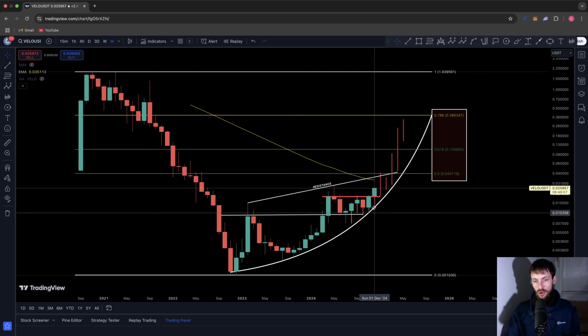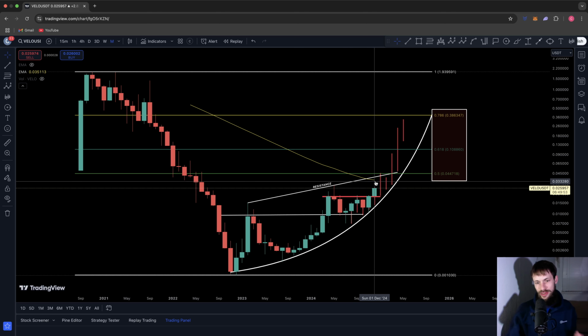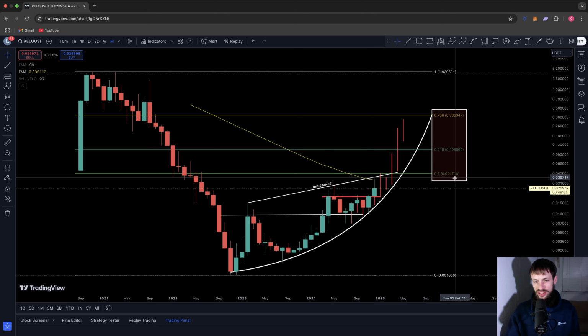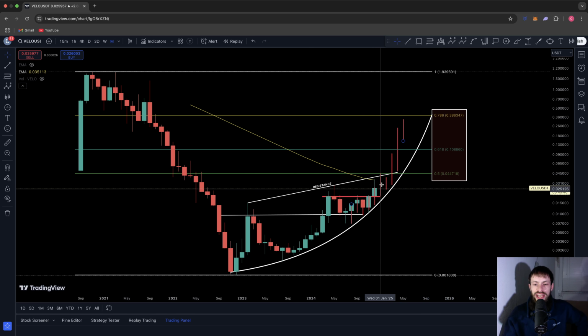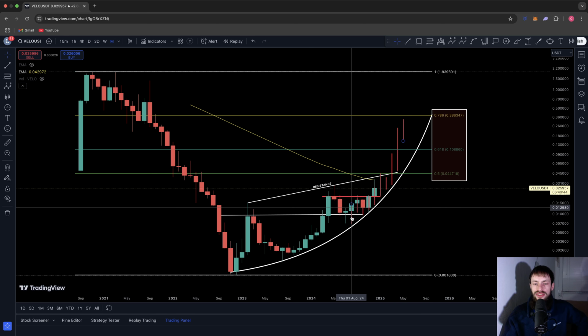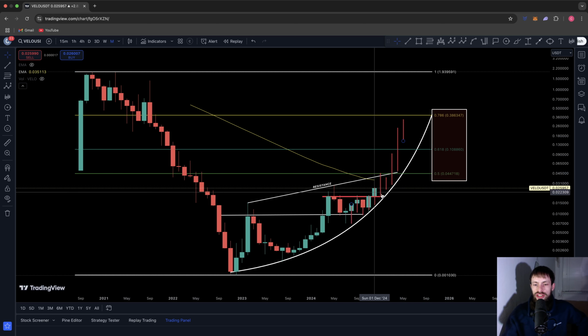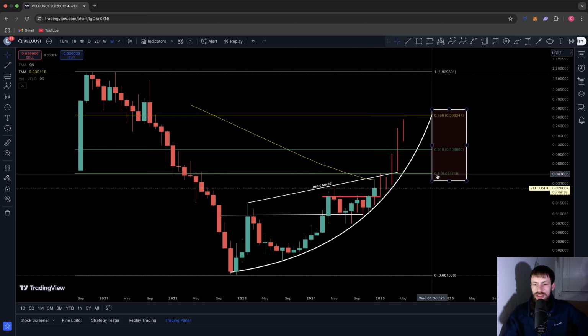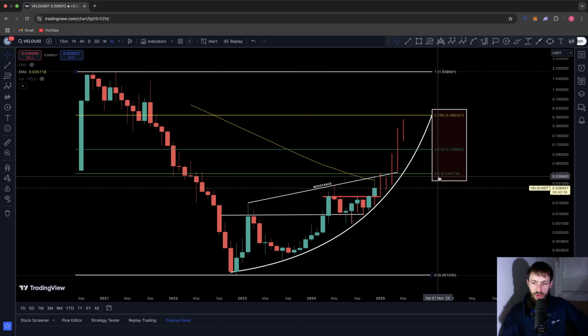We found support on the curve, and then we've carried on this run, and now we've run into the monthly 20 EMA and very close to the 0.5 at 0.044. So I think January, again, if we do adhere to this red bars pattern here, January could be the month where VELO does get that push up, as you can see, to the 0.5 at 0.044.